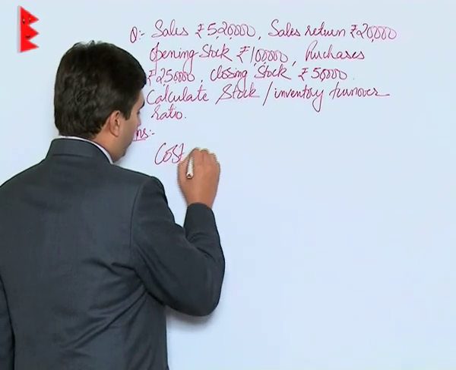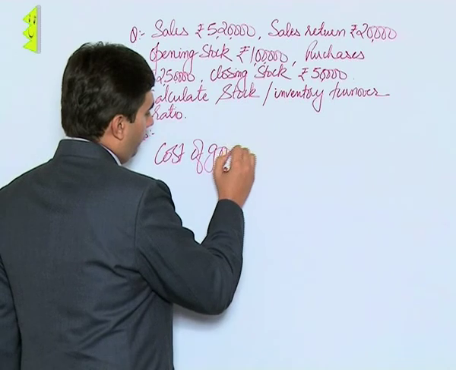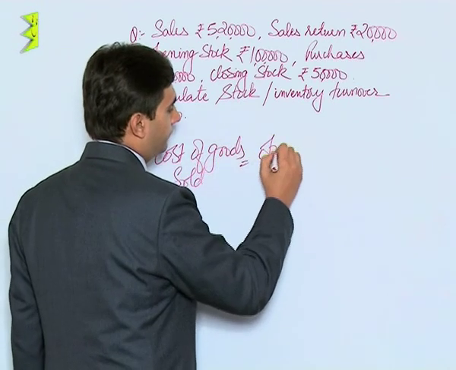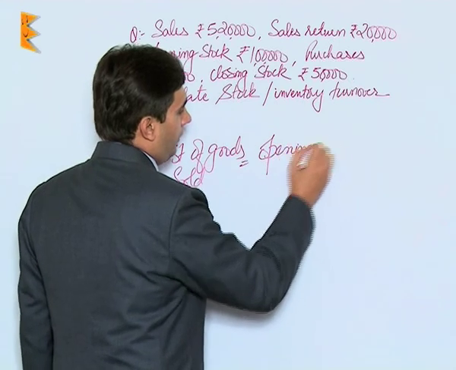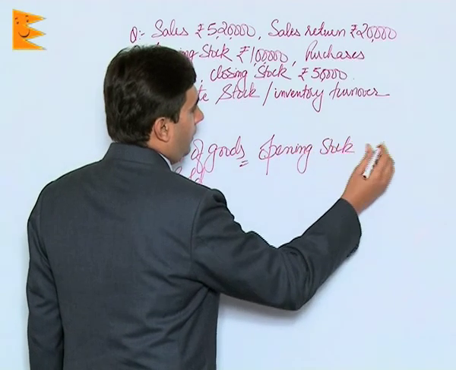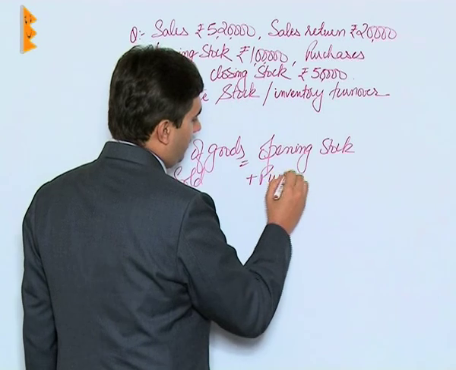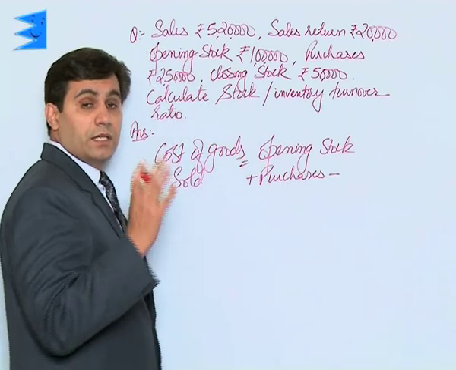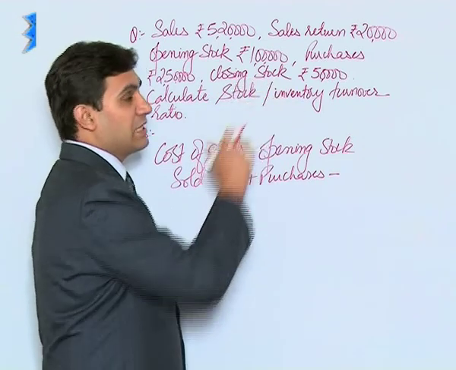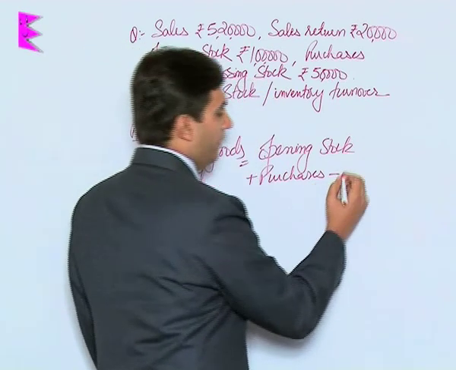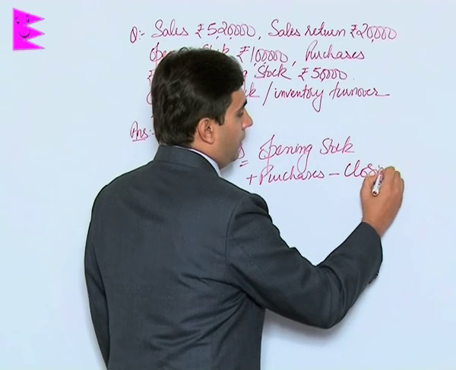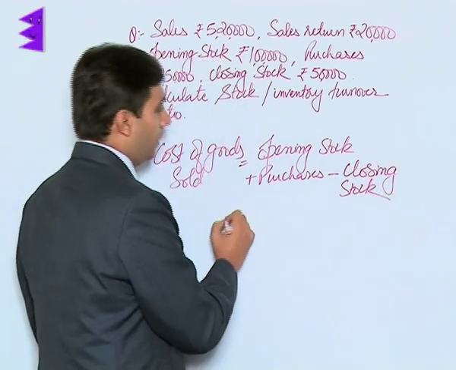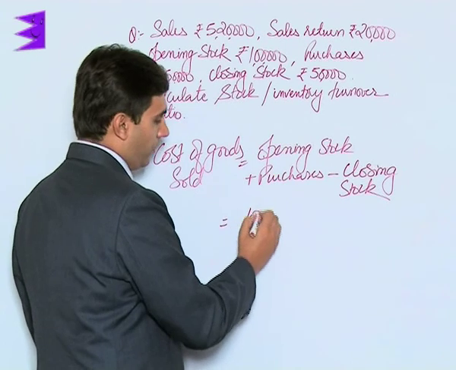Cost of goods sold is equal to opening stock plus purchases plus direct expenses. But in this case, no direct expenses are mentioned here. So we will straight away deduct closing stock. This value comes as 1 lakh for the opening stock.